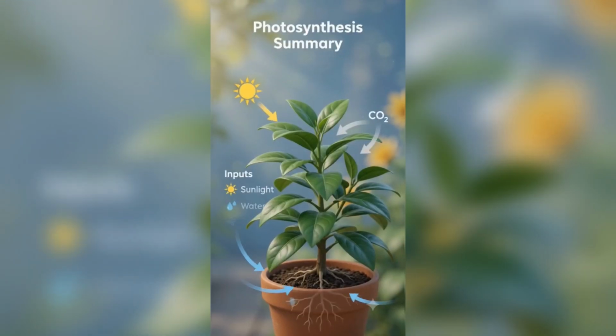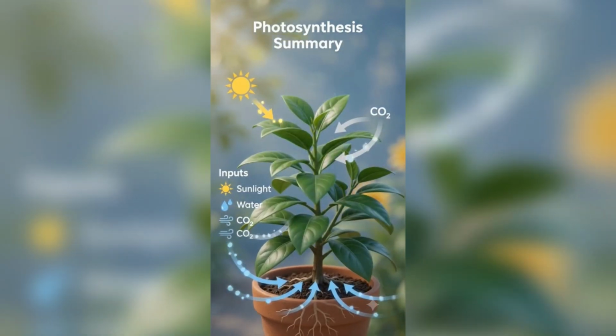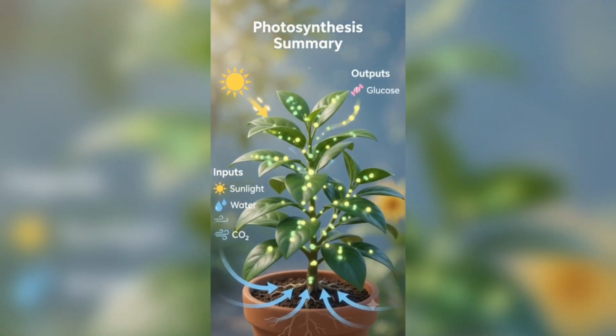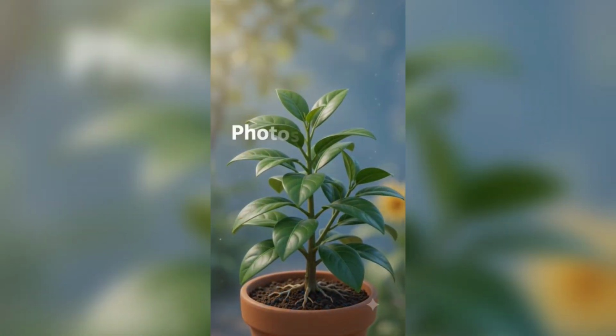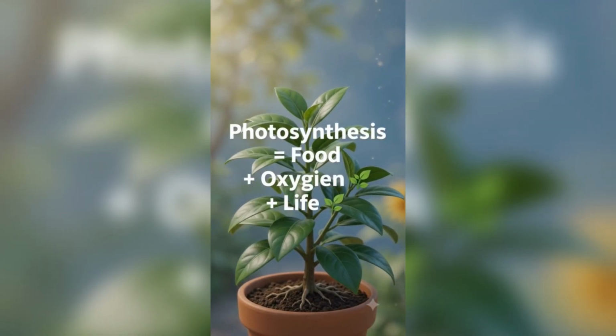Remember, photosynthesis is the process in which green plants use sunlight, water, and carbon dioxide to make glucose and release oxygen. It is one of the most important processes that supports life.